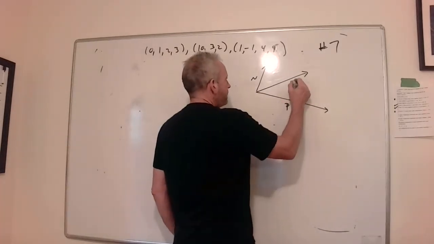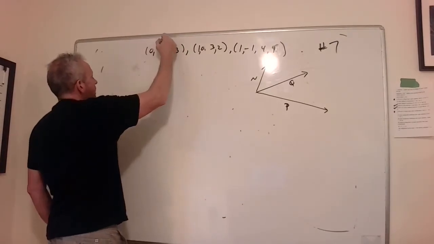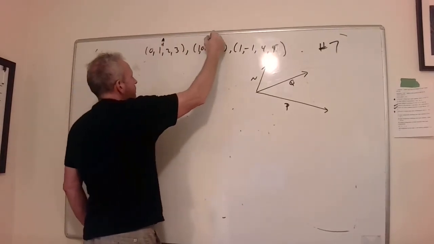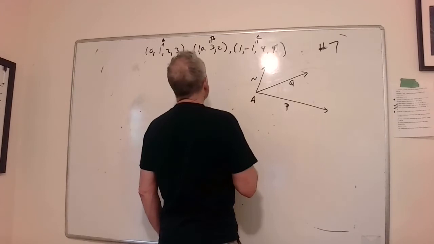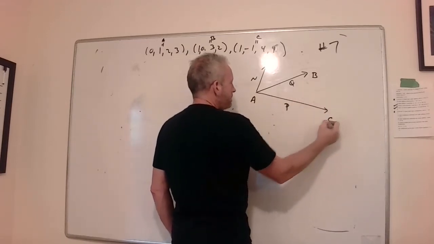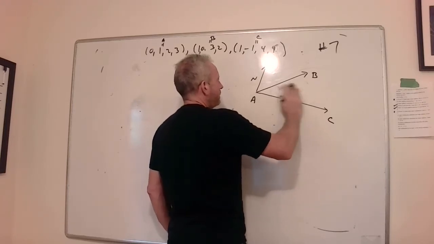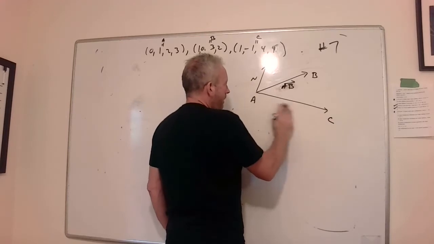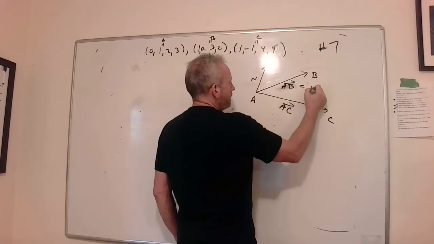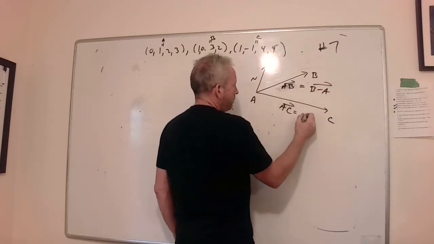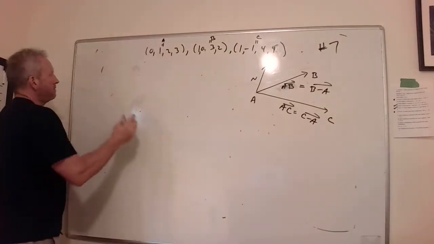So let's call this the vector P and the vector Q. And maybe I should have labeled all these things up here. Let me label this the point A, and this the point B, and this the point C. And so then really we could say this is the vector AB, and this will be the vector AC. And recall that this will be B minus A, and this will be C minus A. So we need to calculate B minus A and C minus A. So let's go ahead and do that.